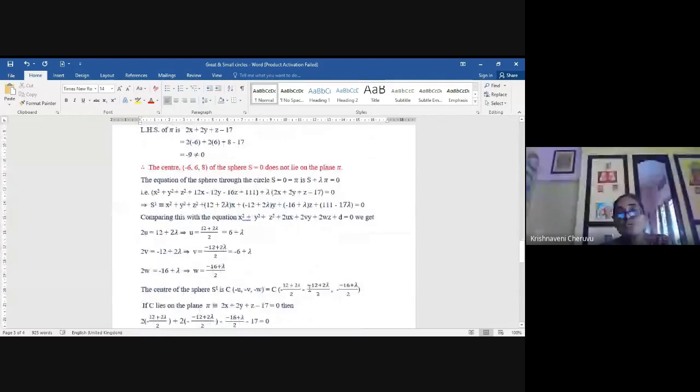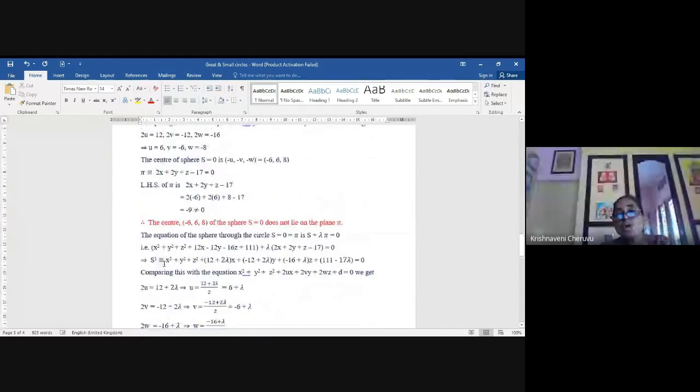So what I'm going to do now is find out the equation of the sphere through the given circle. What is the given circle? There is a sphere, there is a plane, both are intersecting. So the equation of the sphere passing through the circle S equal to 0, pi equal to 0 is given by this formula: S plus lambda pi equal to 0. Okay, here this is S, girls, your sphere, plus lambda, your pi. So S plus lambda pi equal to 0.